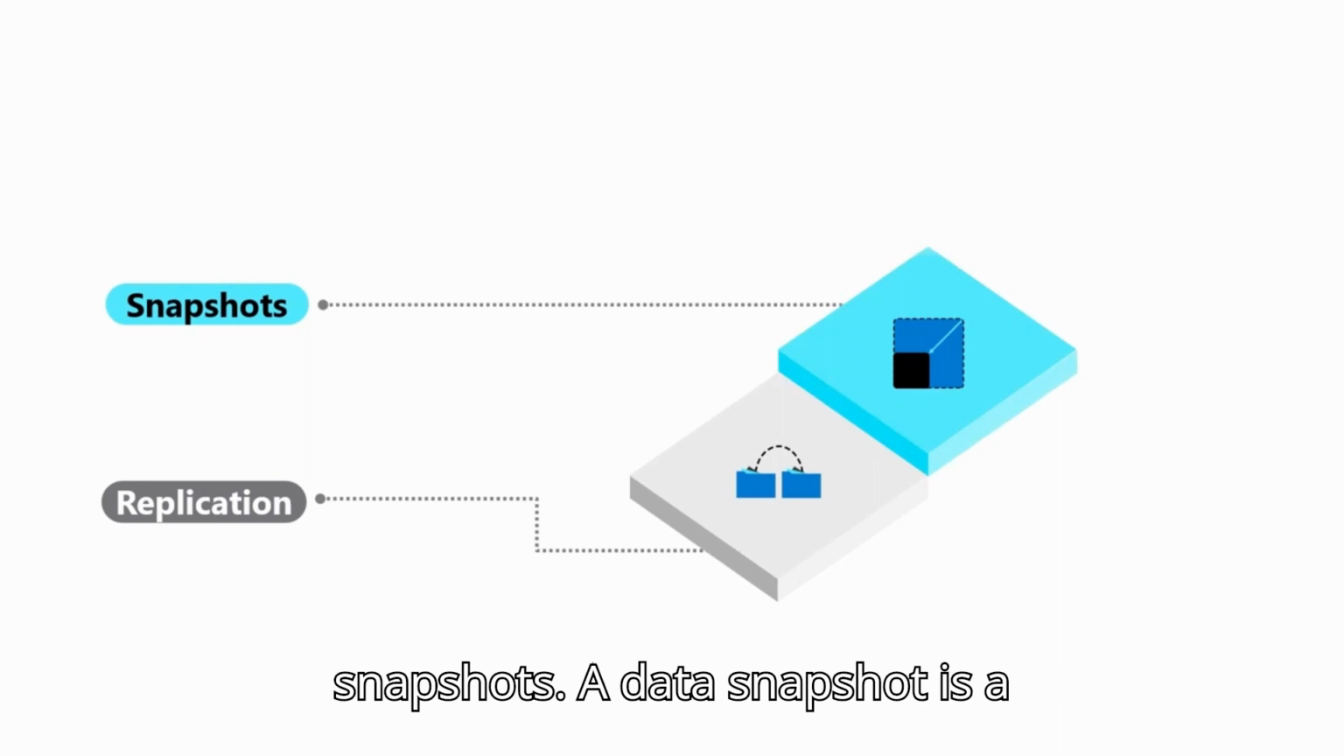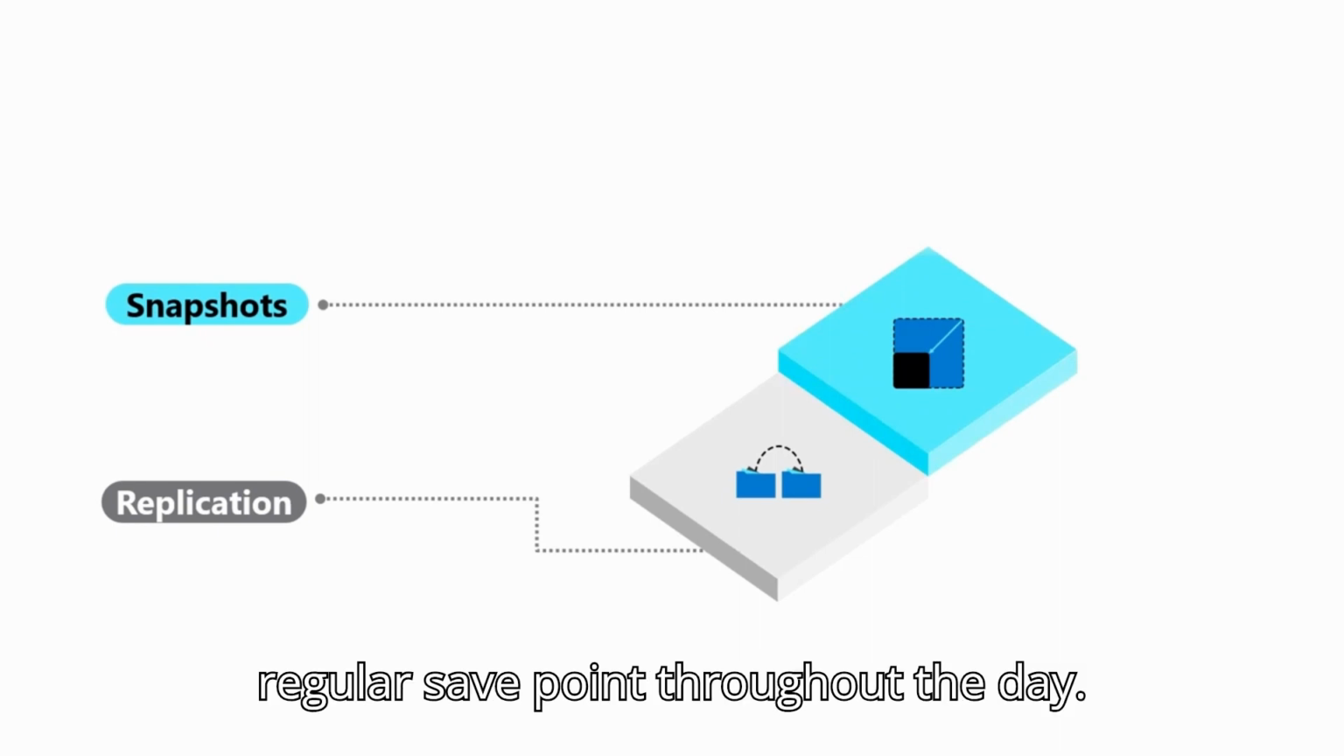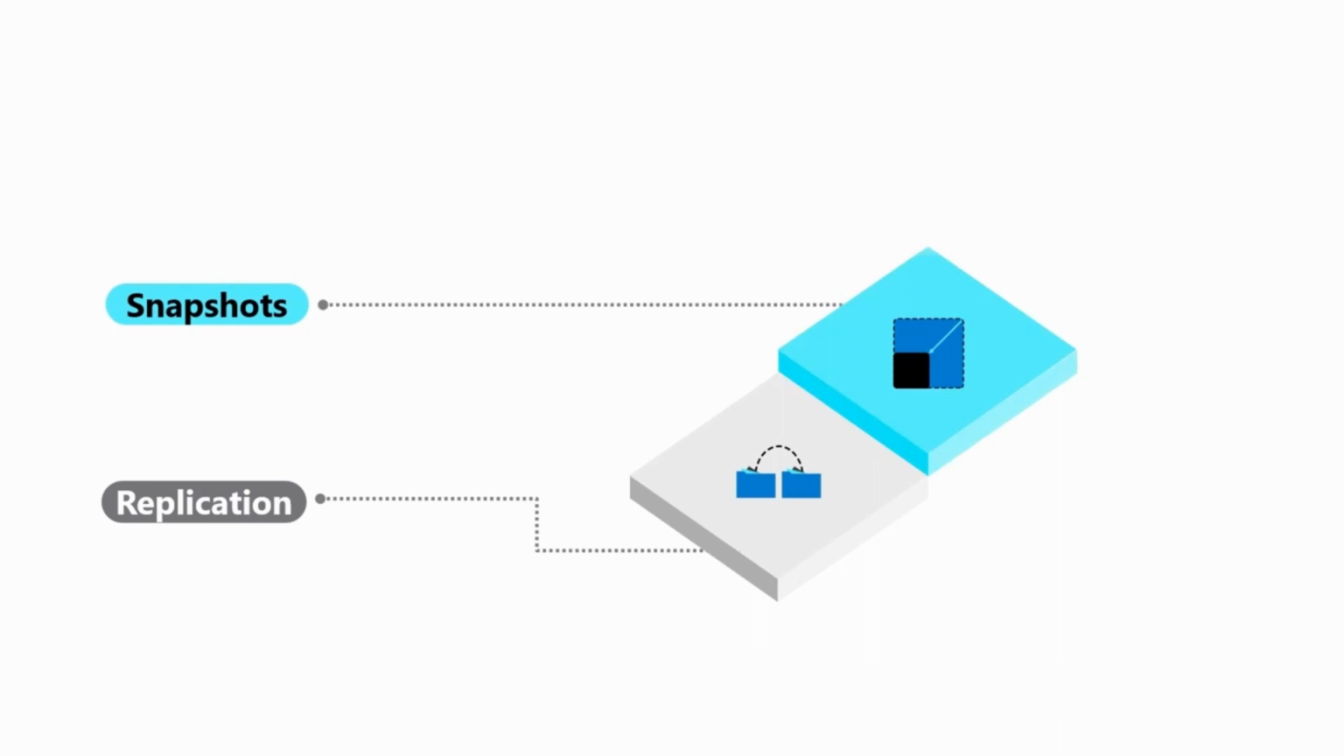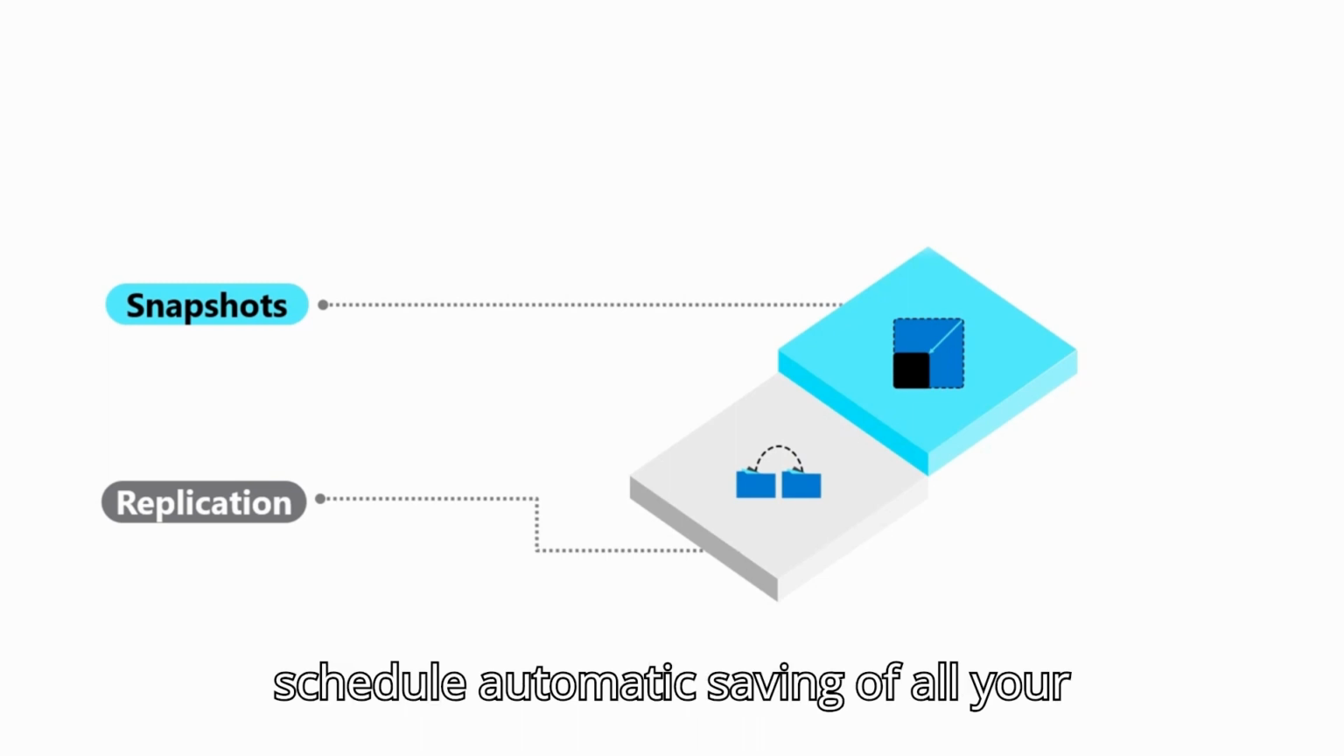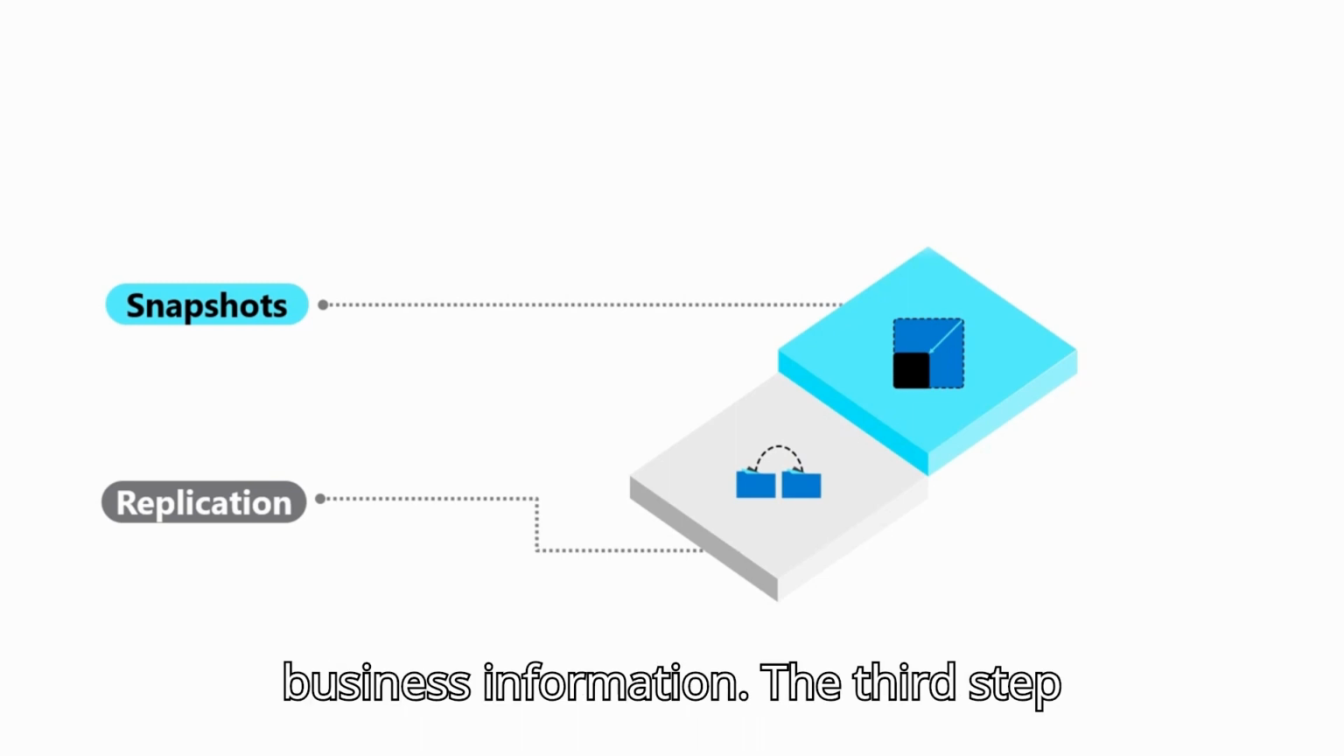Step 2 is snapshots. A data snapshot is a regular save point throughout the day. It's good to implement a policy to schedule automatic saving of all your business information.